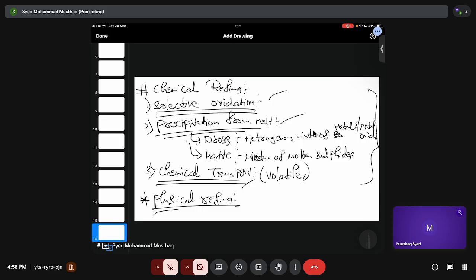And for copper refining, we do the preliminary refining, where we do the fire refining. That means we are supplying oxygen to remove sulfur. Whatever the sulfur is still present in your copper, blister copper. So blister copper contains sulfur.